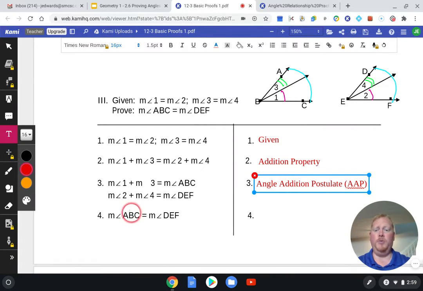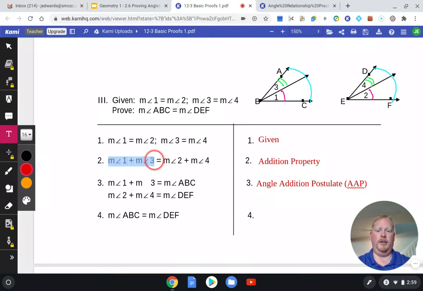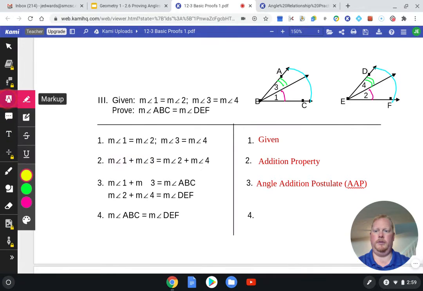All right, so last step, how do we arrive at this conclusion that the measure of angle ABC is the same as the measure of angle DEF? Well, take a look back at step 2. In step 2, on one side of the equation, they have angle 1 plus angle 3. And then right here, they tell you that the measure of angle 1 plus the measure of angle 3 equals the measure of angle ABC. So what they did was go back to this equation in step 2, and take out angle 1 plus angle 3 and replace it with angle ABC.